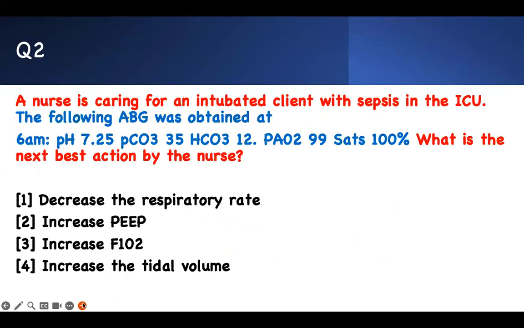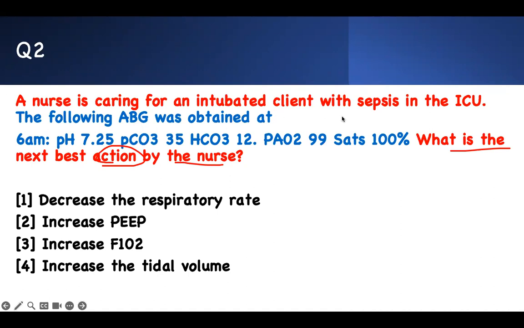Test taking strategy. This one, you've got to bring it. If you know your ABG, this is the way to test if you understand your ABG. It's not about finding whether it's acidosis or alkalosis, but how to apply it clinically. You can use it when you go to your ward, but for your test too. What is the next best action by the nurse?